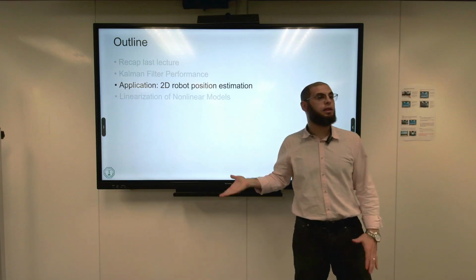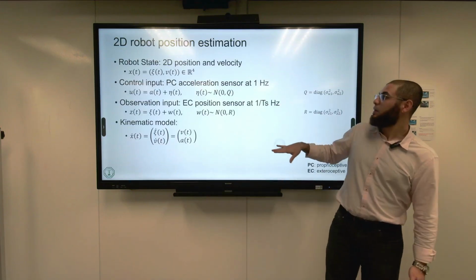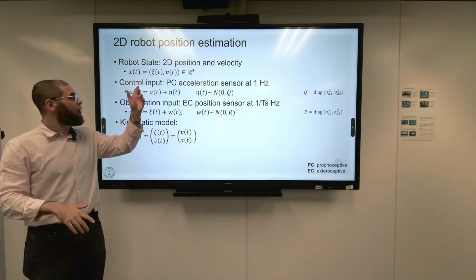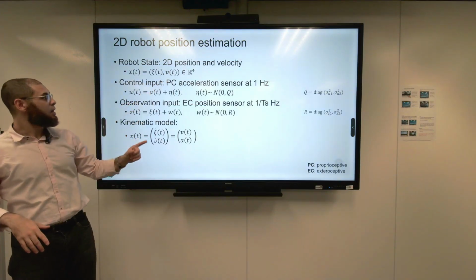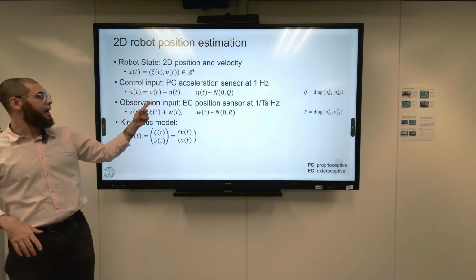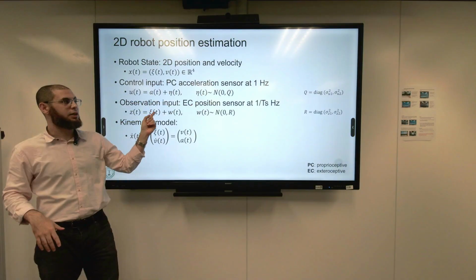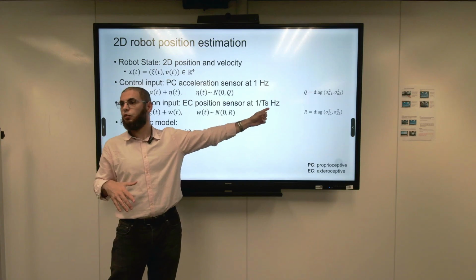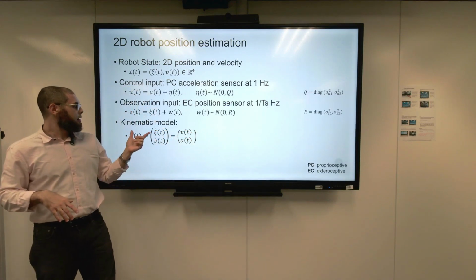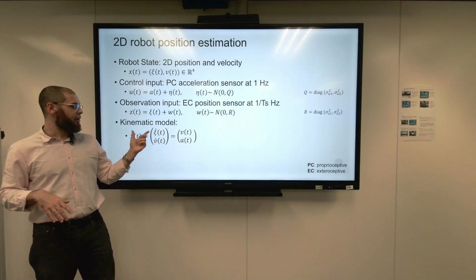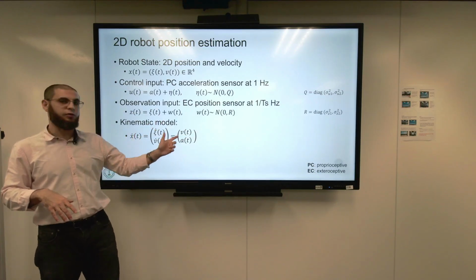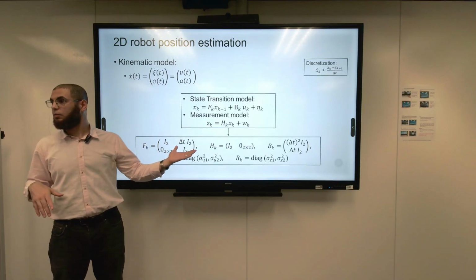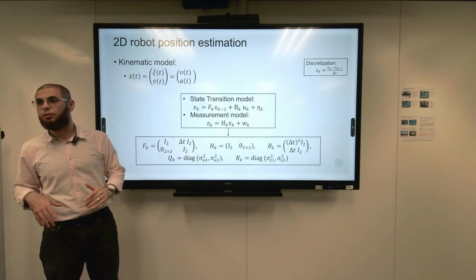Everything we talked about in 1D can be extended to 2D. So this was the model that we had in 2D. I want to estimate the position and the velocity. I'm measuring the acceleration at 1 hertz, and I'm measuring the position at 1 over TS, again some number you can play around with. The kinematic model is that the rate of change of position is equal to velocity, and the rate of change of velocity is equal to acceleration. The state transition model, we derived it on the board, and it was shown to be like that.